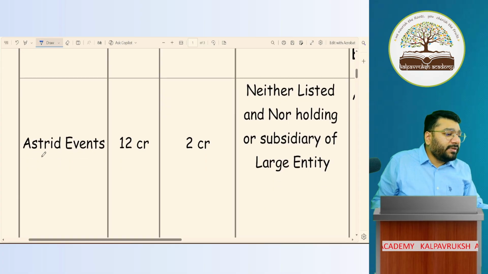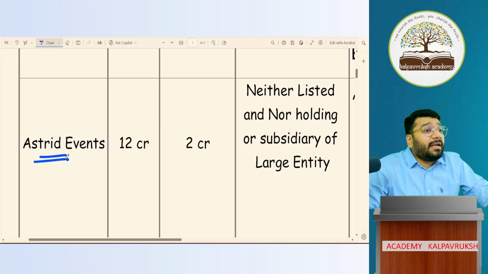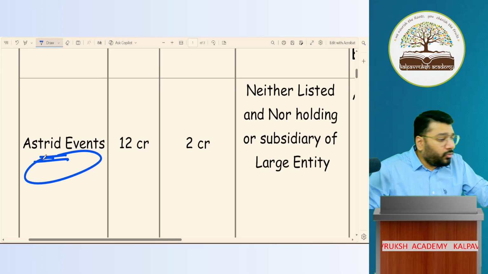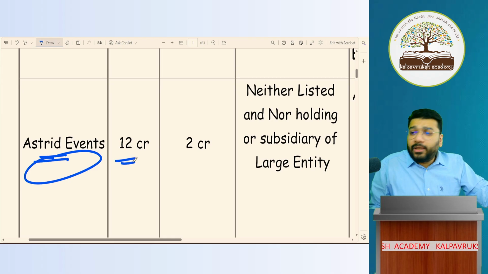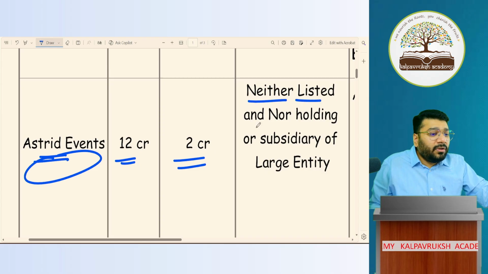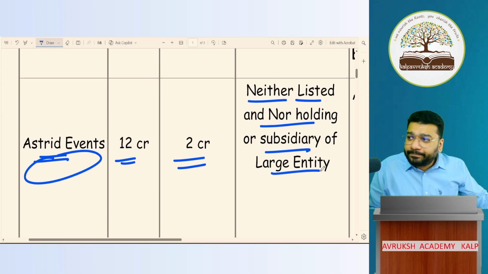Now, as stated, is it a company or non-company? If it is a company, then if it is public, it should be a public limited; if private, private limited should be there; or OPC. If none of these names is attached, then this is a non-corporate. Non-corporate. Okay. Turnover 12 crore. Borrowing 2 crore. Neither listed nor holding or subsidiary of a large entity. Okay, wow. Who am I?